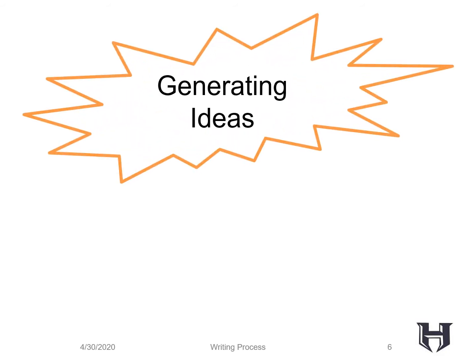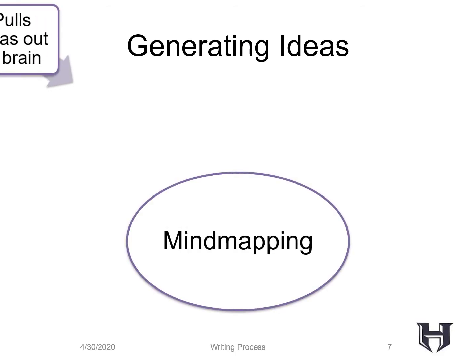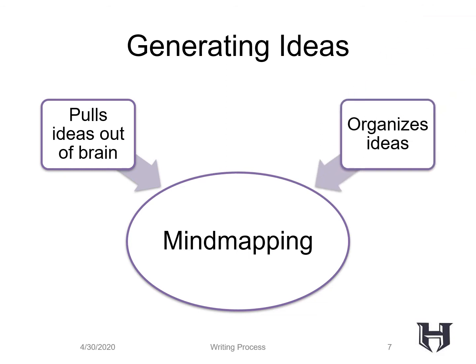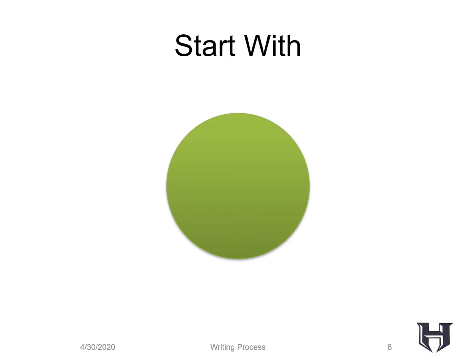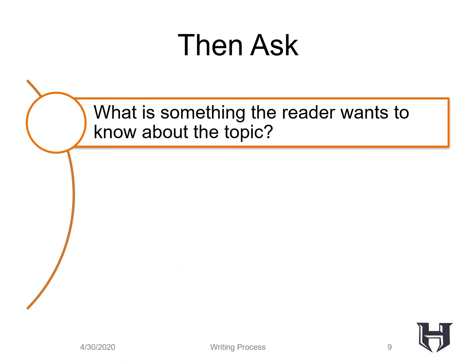Then you want to generate ideas. One good way to do that is with a mind map. You want to ask yourself, what ideas do I have in my brain? What ideas have I researched? And you want to pull those ideas out of your brain and out of your research. And it also helps you to organize your ideas. Start with your topic, and you're going to turn that topic, of course, into an essential question. And then ask, what is something the reader wants to know about that topic? So what is one part of that essential question I can answer?